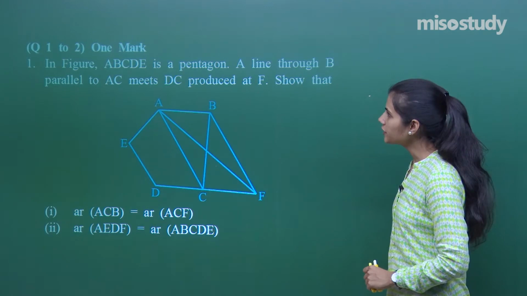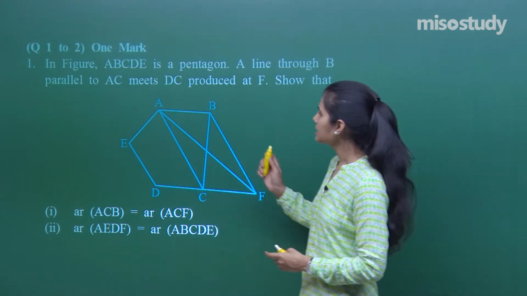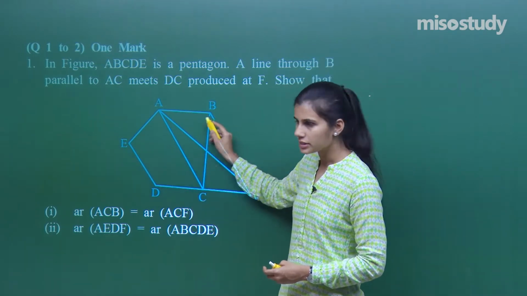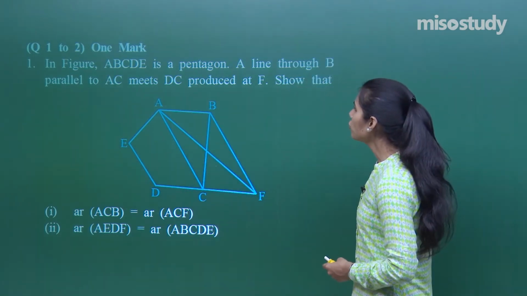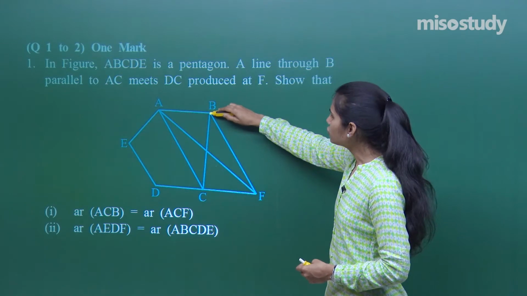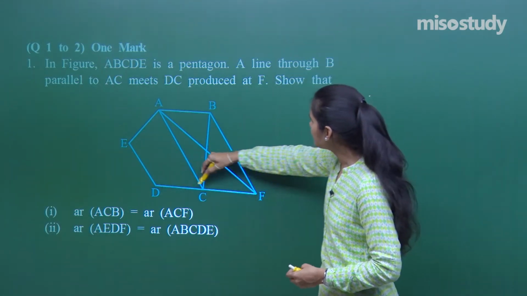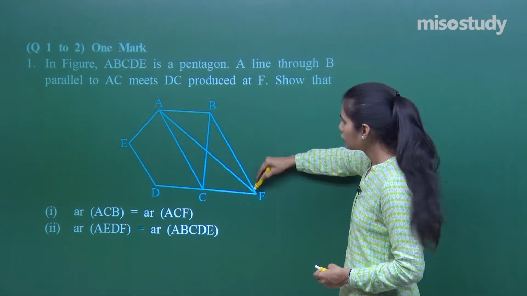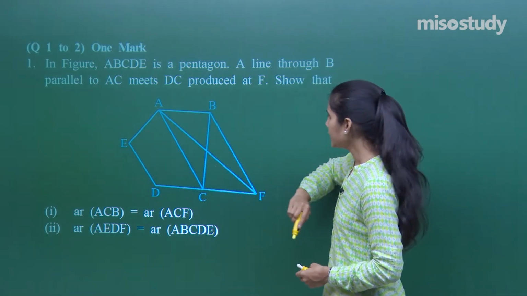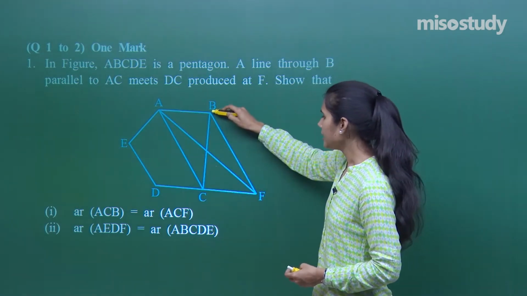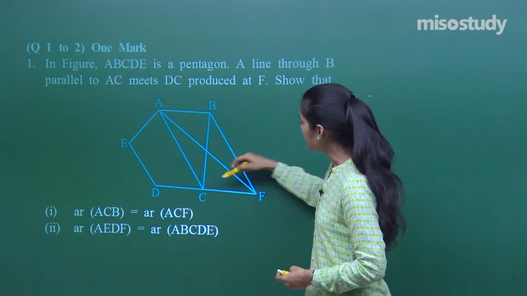It says that in this figure ABCDE is a pentagon. So ABCDE, you can clearly see a 5-sided figure, 5 vertices, it's a pentagon. A line through B parallel to AC is drawn and this meets DC produced at F. So clearly BF is parallel to AC. Show that area of ACB is same as area of ACF.